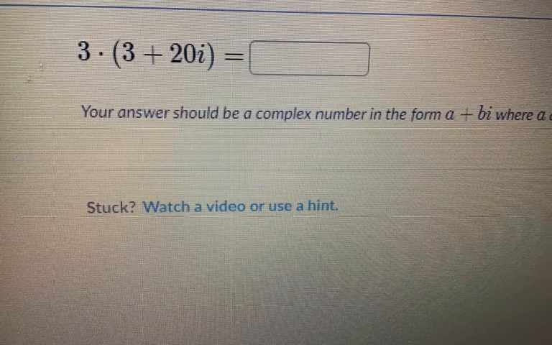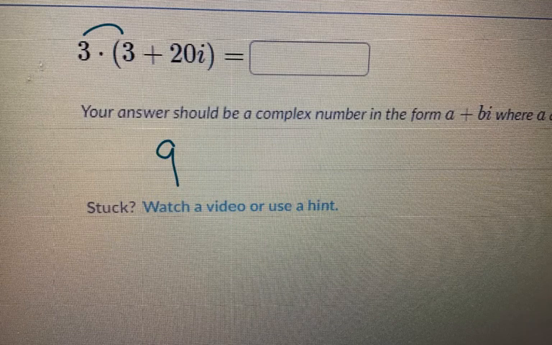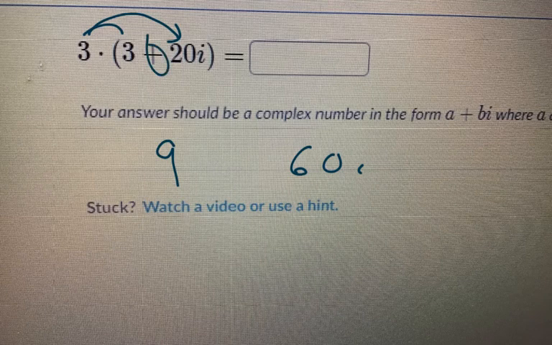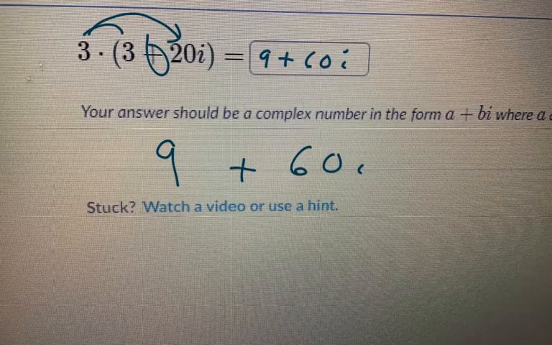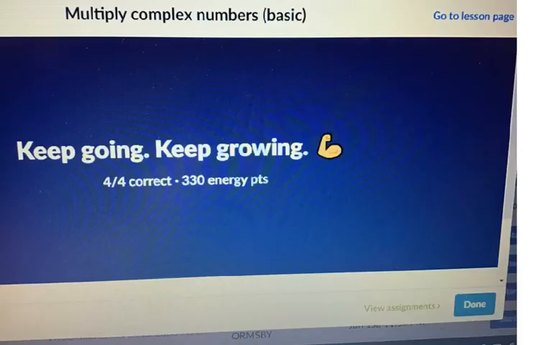All right, let's take a look at this one. 3 times 3, of course, is 9. 3 times 20i is 60i with a plus in the middle. This one is already done for you, basically. Click on that, and you're done. Now, guys, there's at least 1 or 2 more you need to do before you complete this section. I want you to do that on your own. Here, of course, you can see I got 4 out of 4 right.